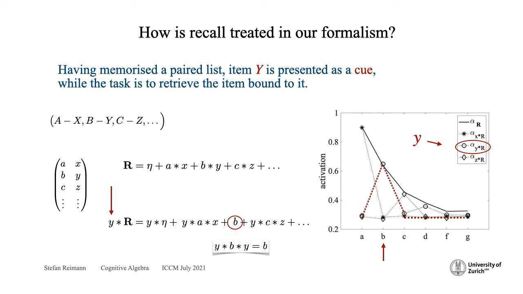For the sake of simplicity, we only consider the R state and skip the corresponding brackets. The R state is the right associative sum of products corresponding to item-item pairs. Then multiply the state with the QY and remember that Y times Y equals 1. Consequently, multiplying by Y will uncover B, which is indeed the item bound to the Q in the memory list. The right figure shows the activation profiles for different Qs. Our example, in which the Q is Y, is shown with red dotted lines. The red activation profile has a clear maximum at B, so that the answer will be Y was bound to B.